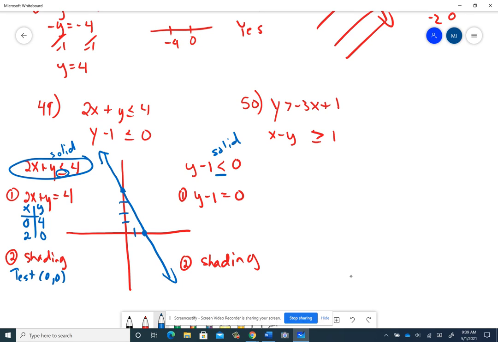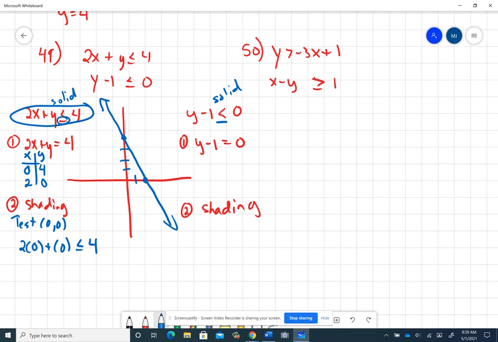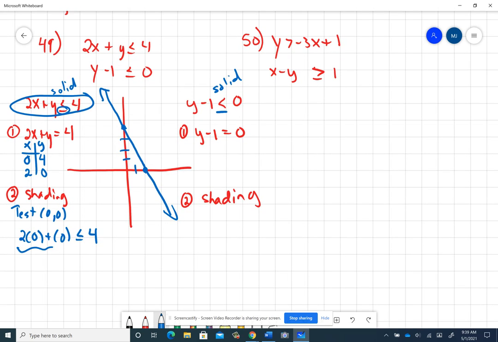So when I plug in 0, 0 into the inequality, the reason I like to use 0, 0 is it completely knocks out that left side. It turns out to be 0. And I'm asking if that's true. Is 0 less than or equal to 4? And the answer is yes. Really, I'm testing, is it less than 4? And the answer is yes. Here's 0, 0, and the answer was yes. So that means I want that side.